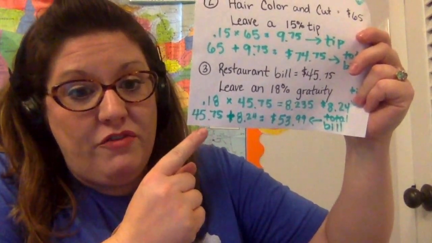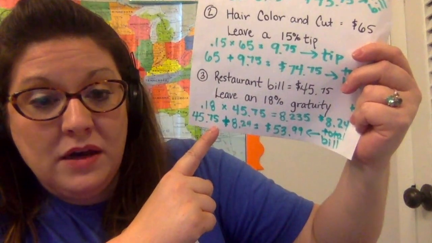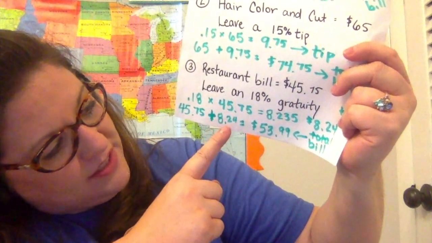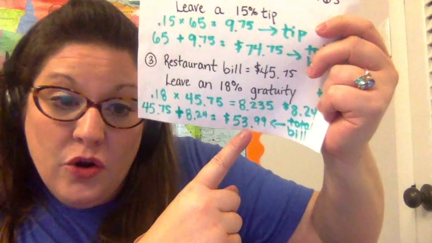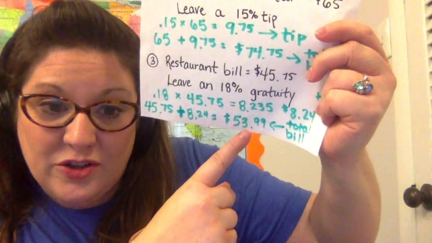If the question says, how much will the total bill be with an 18% gratuity, then you're going to add it. $45.75 is our original price of our meal. We're adding our gratuity of $8.24, and we get a total bill of $53.99. So our total bill would be $53.99.